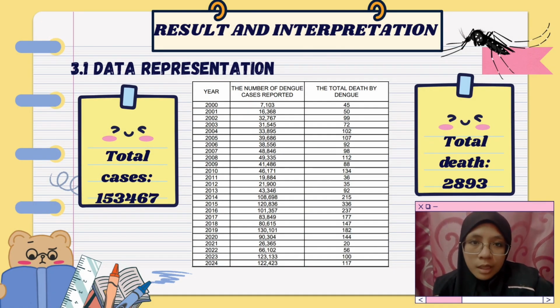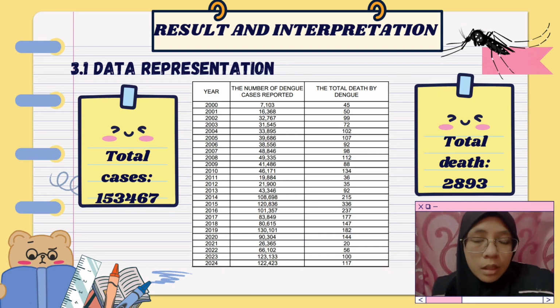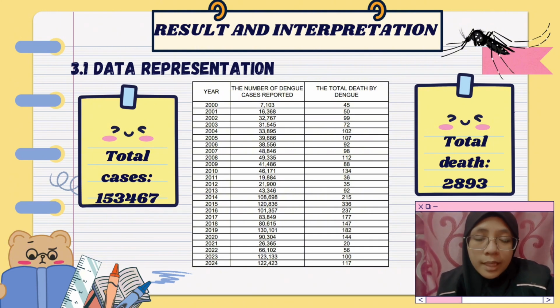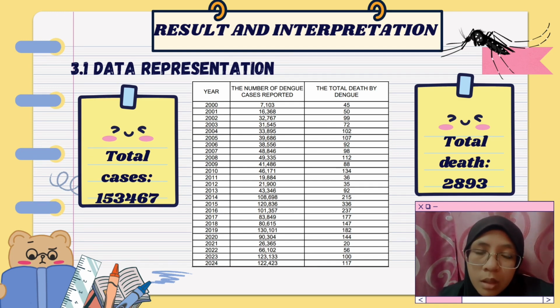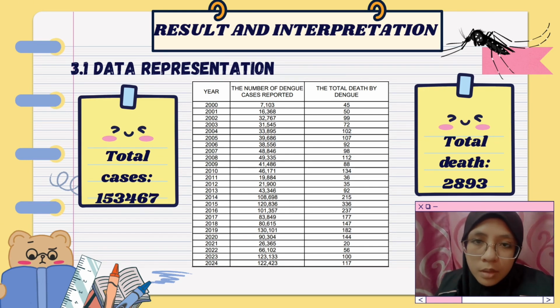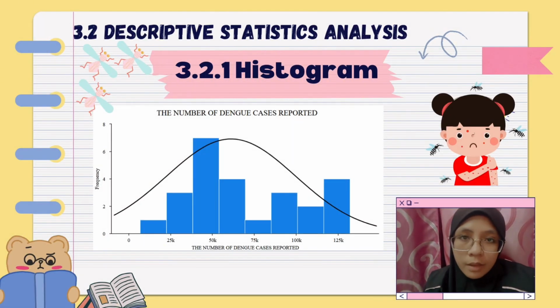And next, for chapter 3, I'm going to explain about the results and data interpretation. This is the data that we had collected, which is the number of cases and the total deaths of each year from 2000 until 2024. All the data were collected by me from two websites, which are Kementerian Kesehatan Malaysia and iDengue, with a total of 1,304,067 cases and 208,033 deaths.